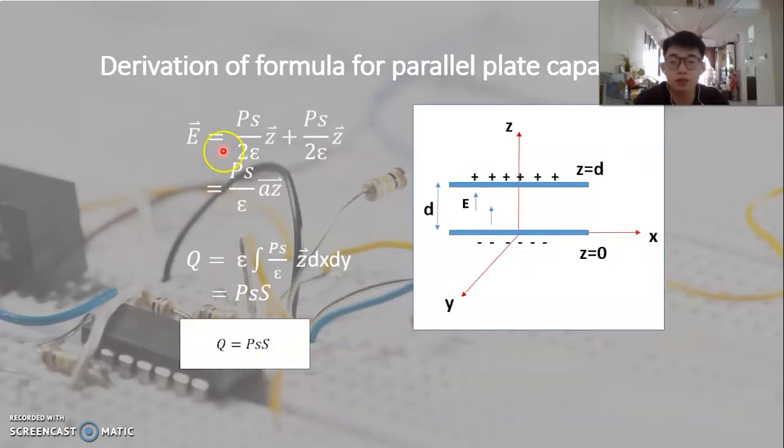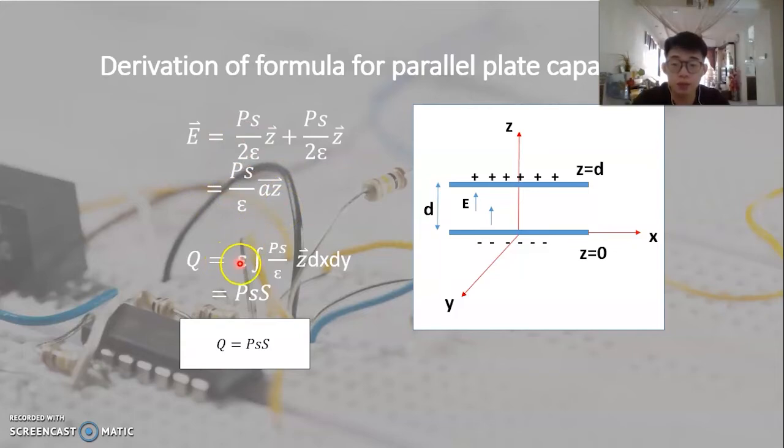Next, we know that the electric field equals rho s over 2 epsilon naught plus rho s over 2 epsilon naught. You may ask why there is rho s over 2 epsilon naught twice here. This is because there are actually two electric fields. One is produced by the positive plate and another one is produced by the negative plate. So we work it out and we get E equals rho s over epsilon naught in the z direction.